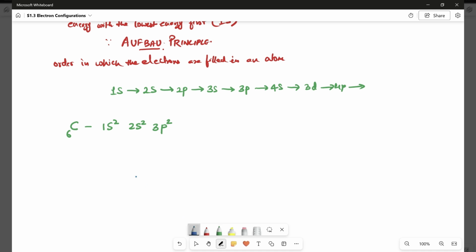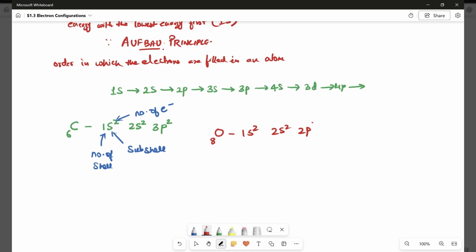So this one shows the number of the shell. This is the subshell, and on the top it shows the number of electrons, right? Let's take an example, oxygen. Oxygen has 8 electrons, so it will be 1s2, 2s2, 2p4, right?